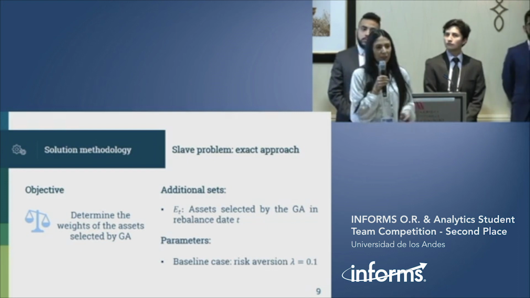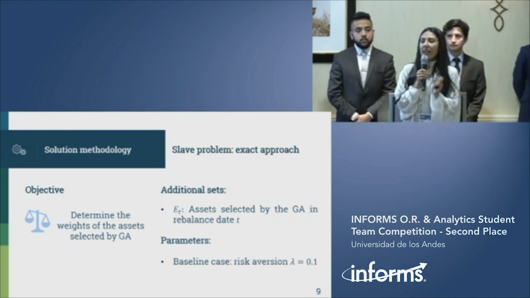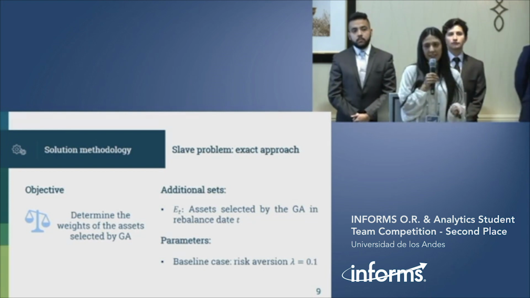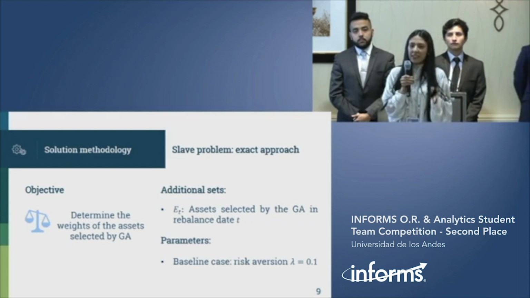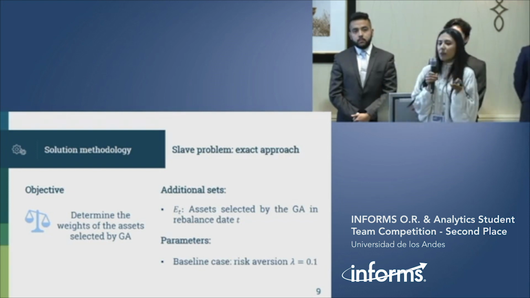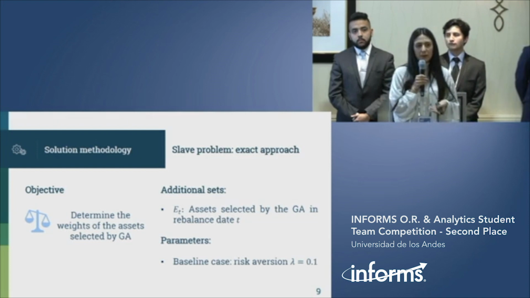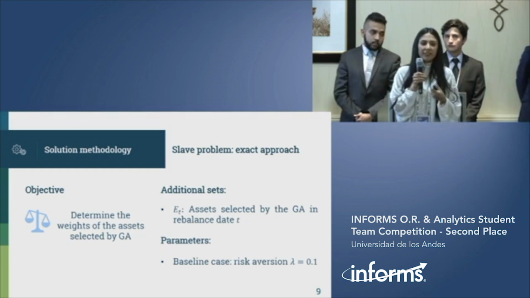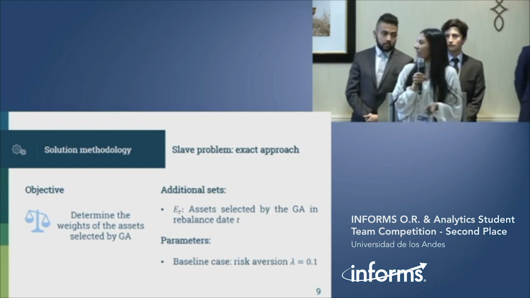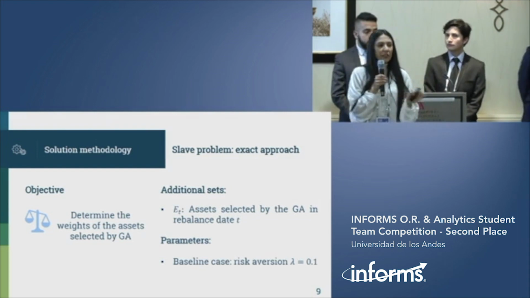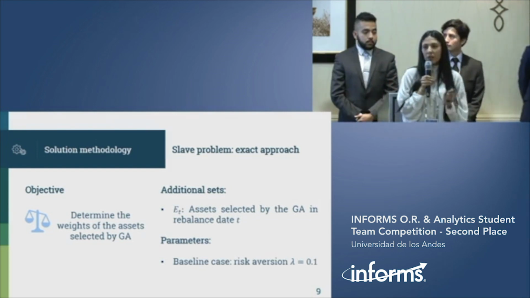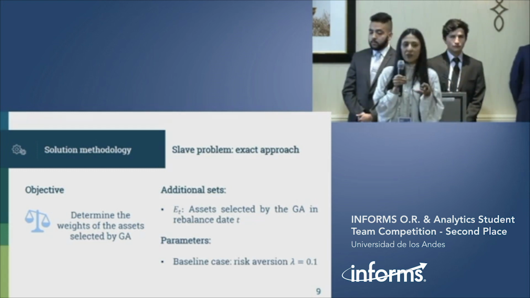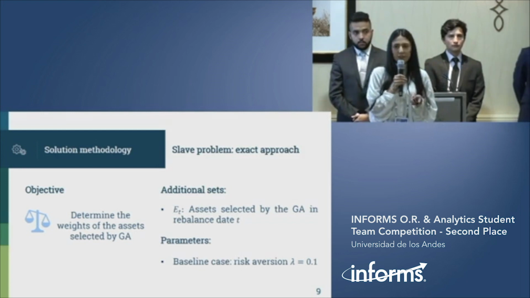After the assets were selected with the genetic algorithm, we did a slave problem, and the objective was to determine the weights of the assets that were previously selected by the genetic algorithm. So for implementing this slave problem, we created a new set that was not included in the problem statement. This set consists of E indexed in T, that are the assets that were selected by the genetic algorithm for the rebalance date T. As a baseline case, we used a risk aversion parameter lambda equal to 0.1. However, we then tried with different values of lambda to see how our model changed with different risk aversion levels.